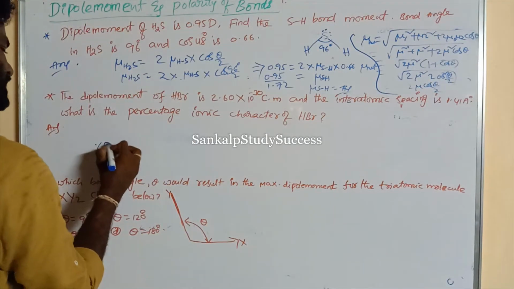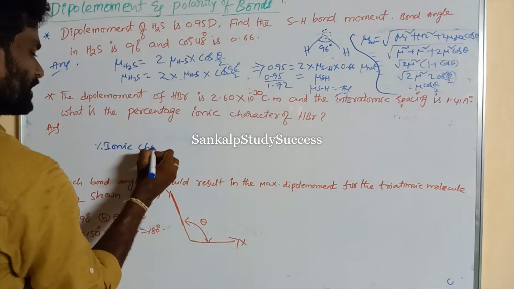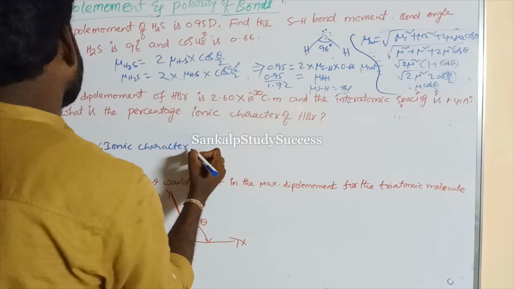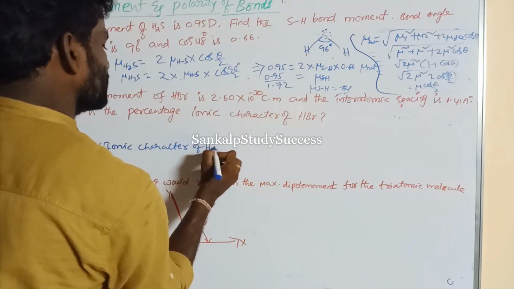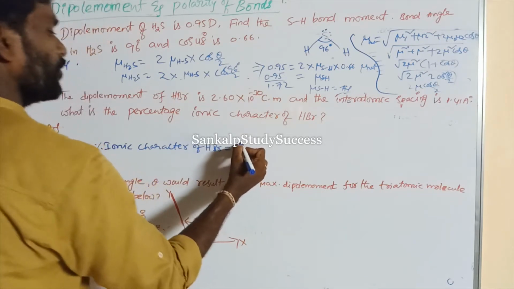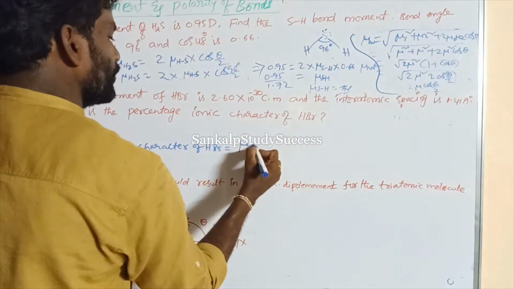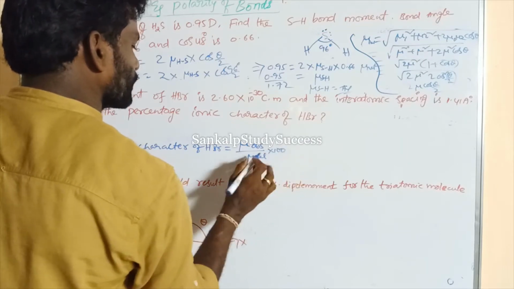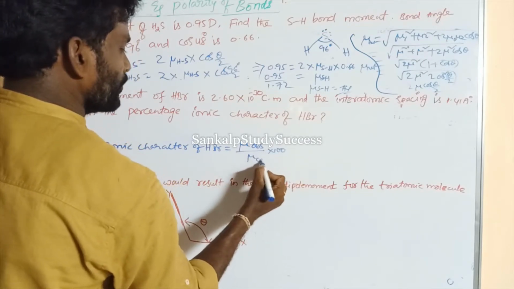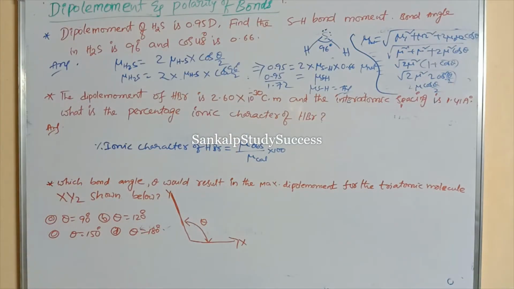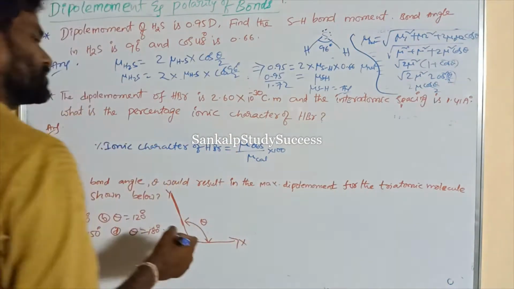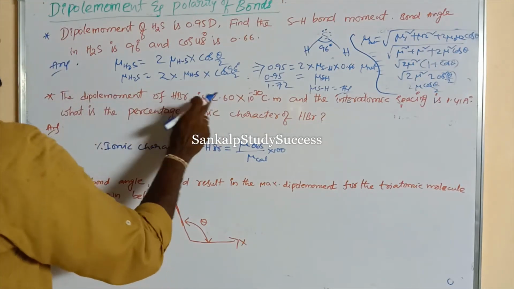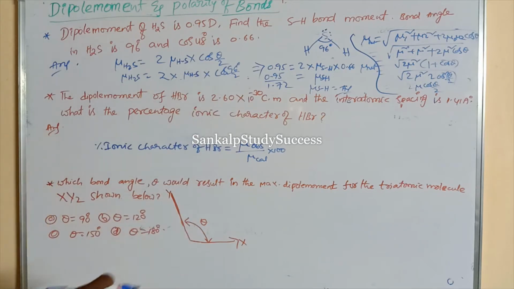So we know that percentage of ionic character of HBr is equal to mu observed by mu calculated into 100. Mu observed is the observed dipole moment, and mu calculated is the calculated dipole moment. Mu observed value is given: 2.60 into 10 to the power minus 30 coulomb meter.